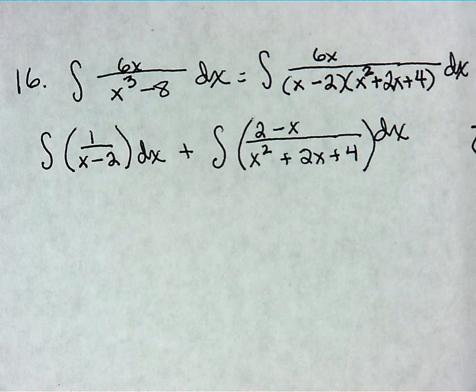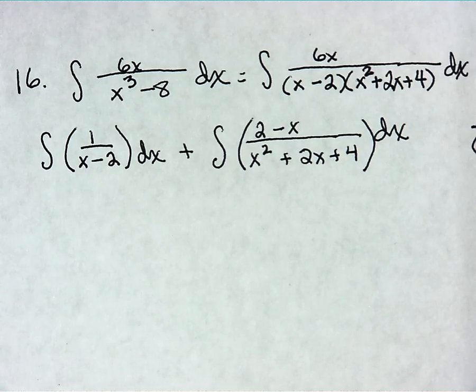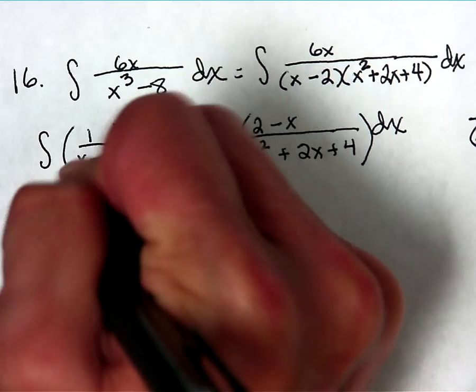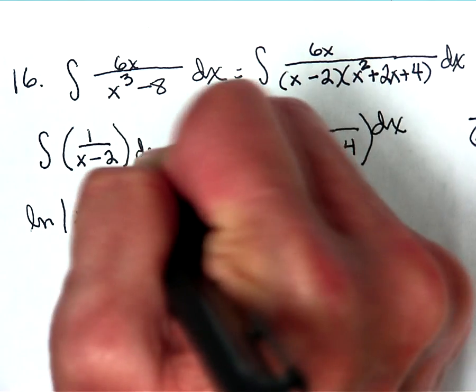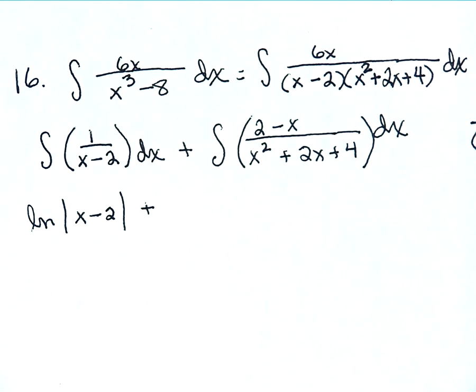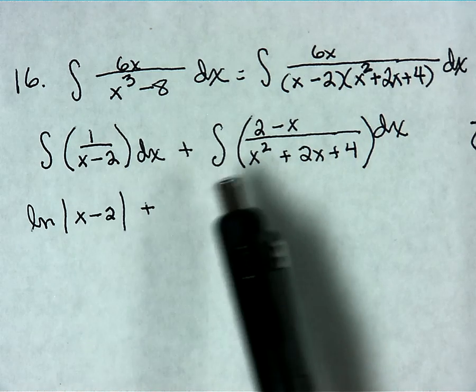Okay. What about the first integral? Let's do what we can do. Can we integrate that? Sure. That's just what? Natural log of the denominator. Natural log absolute value of x minus 2. All right, what are we seeing about this guy? The derivative would be 2x plus 2.